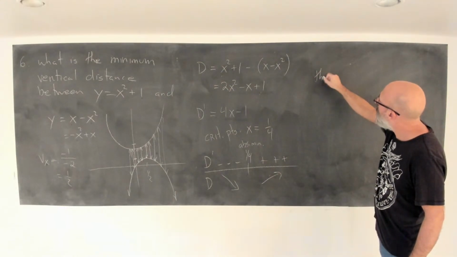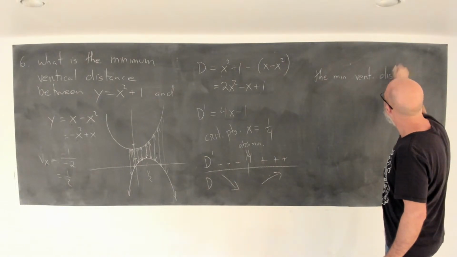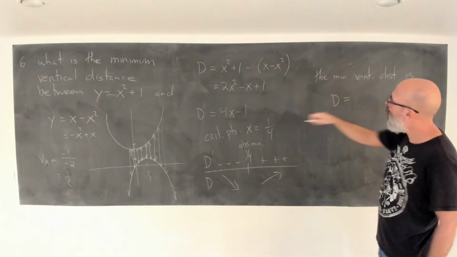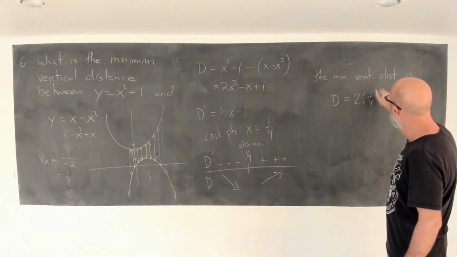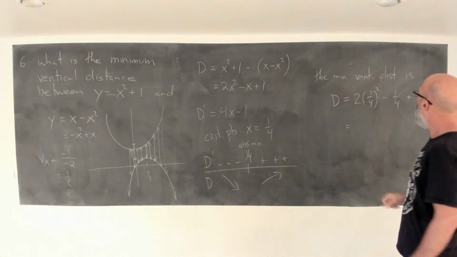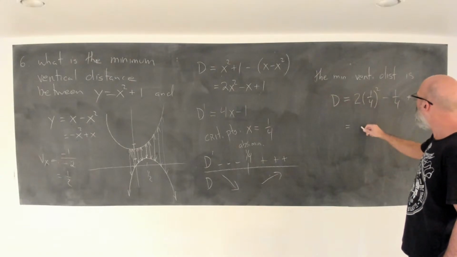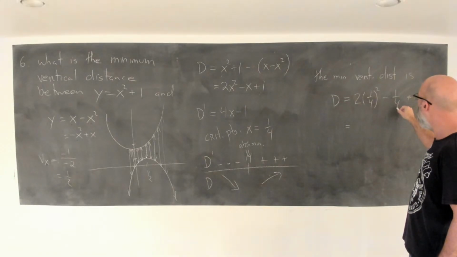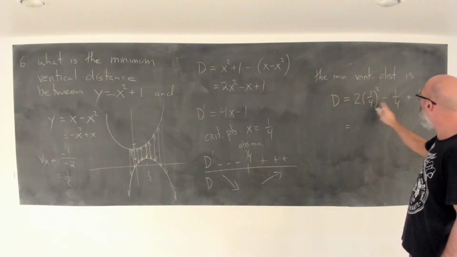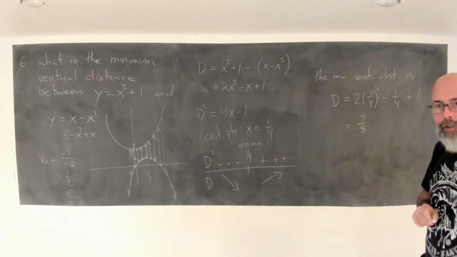Minimum vertical distance, it occurs when x is 1/4. So what is that? 1/8 minus 1/4. That's 1/8 plus 1. Wait, 1/8 minus 1/4 is minus 1/8 plus 1, 7/8. Is that correct? 7/8?